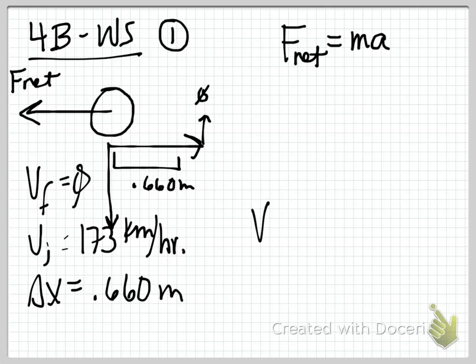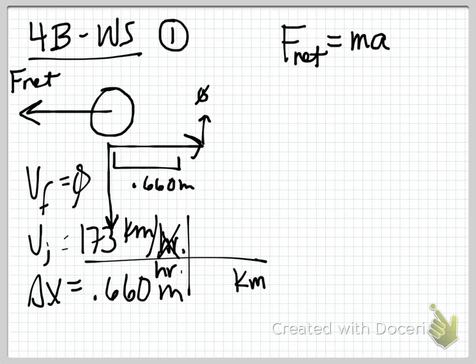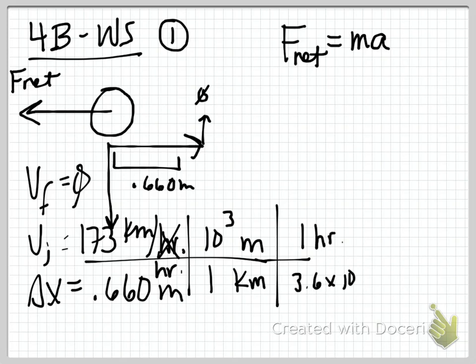Oh yeah, we have to convert that first. Sorry, yes, of course. It's easier if you do that. You can do the kilometers first, or the hours first, it doesn't really matter. 1 kilometer is 10 to the third meters, and 1 hour is 3.6 times 10 to the third seconds. That's 1.73 times 10 to the second.